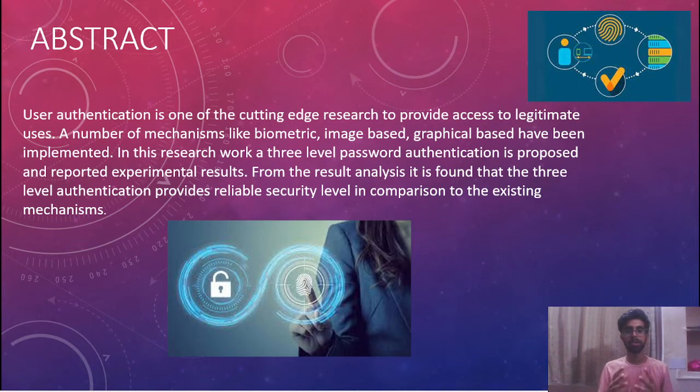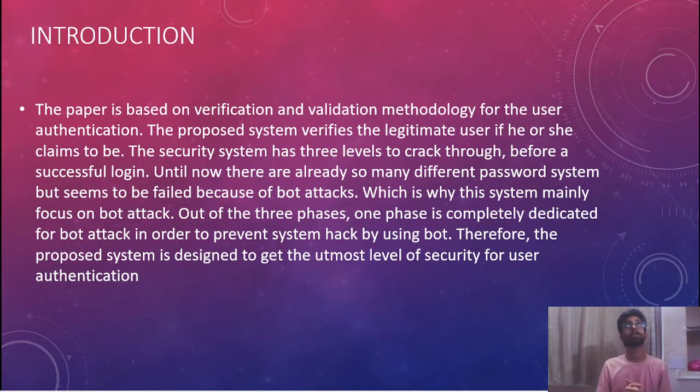User authentication is one of the cutting edge research areas to provide access to legitimate users. A number of mechanisms like biometric, image-based and graphical-based have been implemented in this research work. A three-level password authentication is proposed and experimental results are reported. For the result analysis, it is found that the three-level authentication provides a reliable security level in comparison to these existing mechanisms. Next, coming to the introduction.